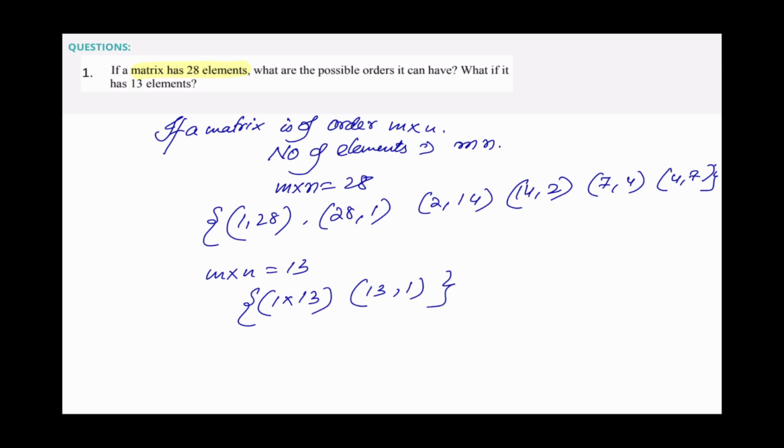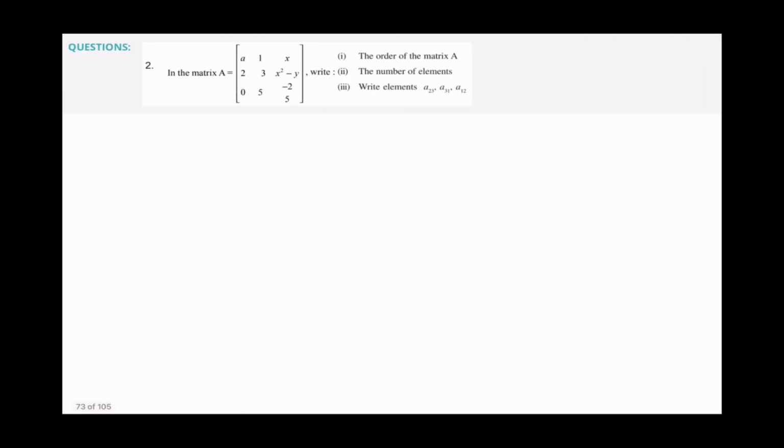Clear? So the concept here, students, is that a matrix of the order m cross n has mn elements. So you have to find the factors of mn, whatever the value. Here it is 28, so what are the different factors? 1, 28; 28, 1; 2, 14; 14, 2; 7, 4 and 4, 7. You just multiply and you will get it. For the 13 case, 1, 13 and 13, 1. Pretty simple question. Let's come to the next question.